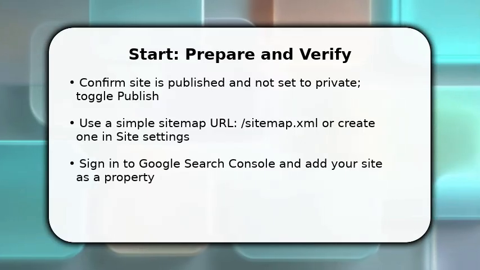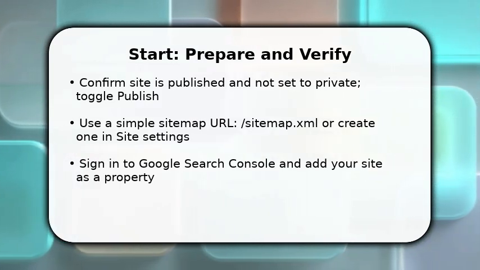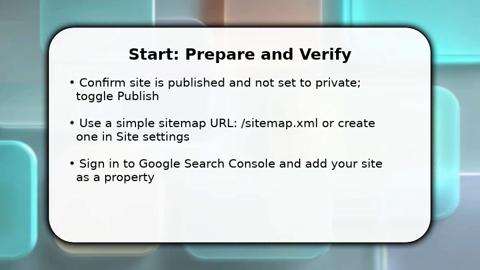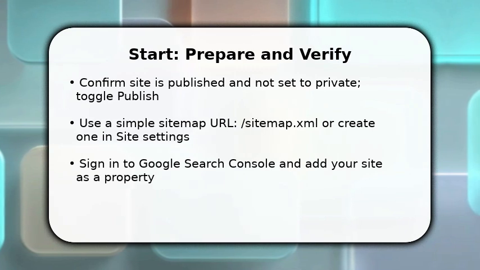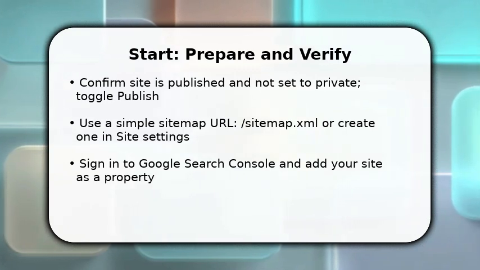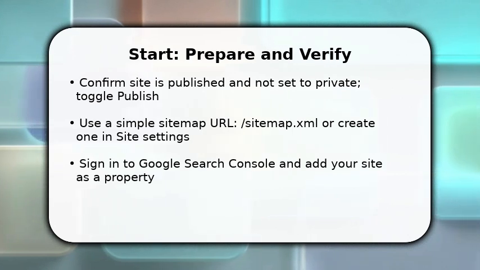You will start by verifying ownership and exposing the site. First, publish your Google site and ensure sharing is public so search engines can crawl. Next, create or locate a sitemap. Many Google sites generate one automatically at /sitemap.xml, if not, make a basic sitemap file.